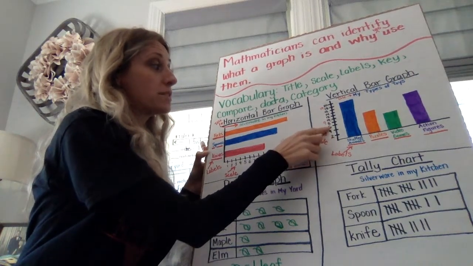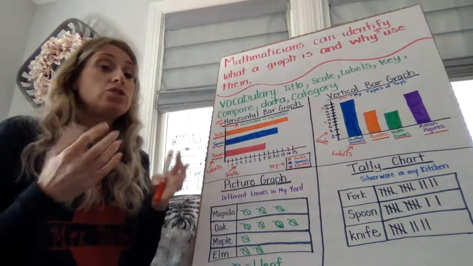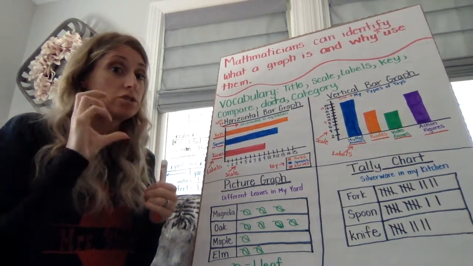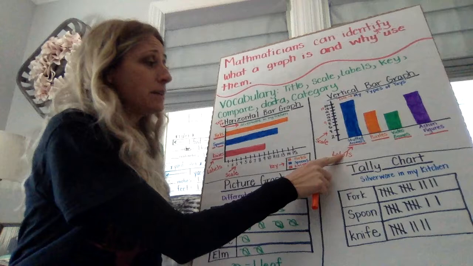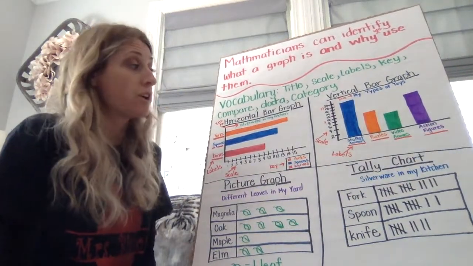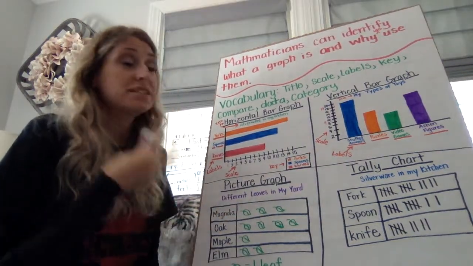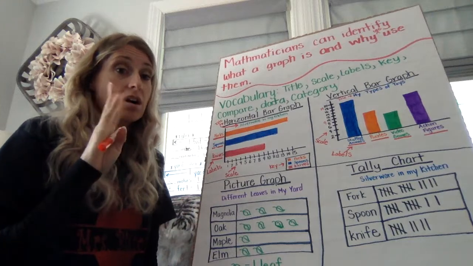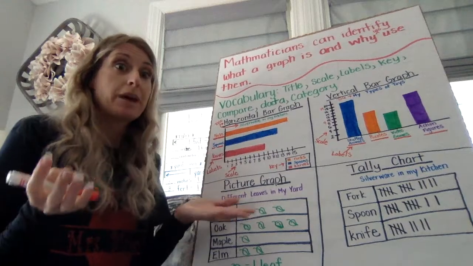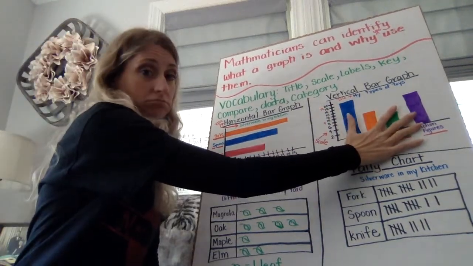twos, 2, 4, 6, 8, 10, 12, 14, 16, 18, 20. So it's counting by twos, so you want to make sure you look at that when you're seeing how many of each you have. Labels. Labels are the different categories that we are going to be going over. So we have stuffed animals, puzzles, video games, and action figures. Those are our categories that we're going to be comparing, I should say. So, and this all is our data, okay?